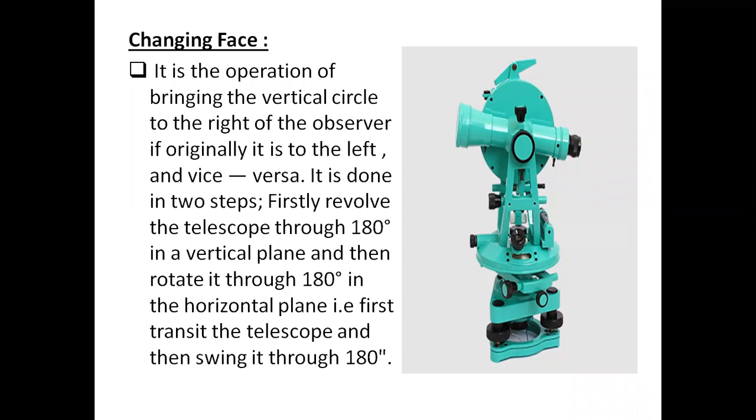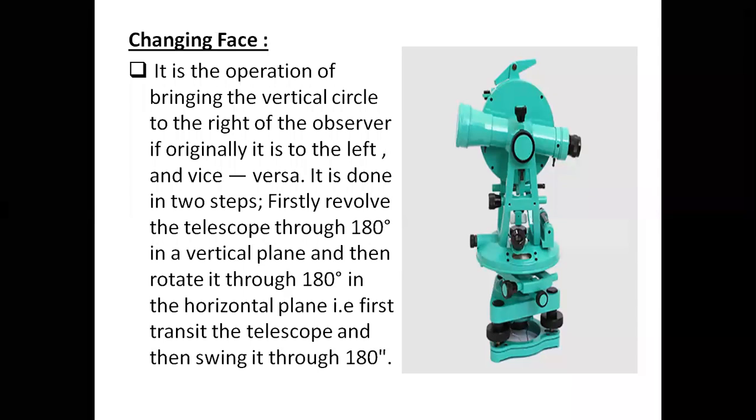So what you have to do? First, you have to transit the theodolite. What is meant by transiting? It is revolving in a vertical plane, and then rotate or swing the theodolite through 180 degrees. What is meant by swinging? Swinging means in the horizontal plane. Means you have to revolve in a vertical plane through 180 degrees and then in the horizontal plane through 180 degrees. Then the phase of the theodolite will be changed.